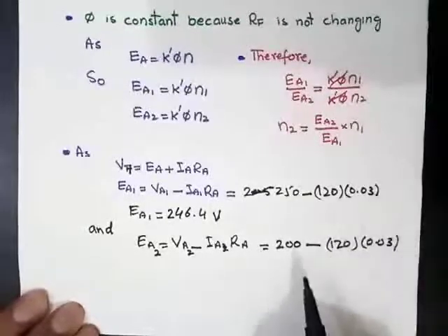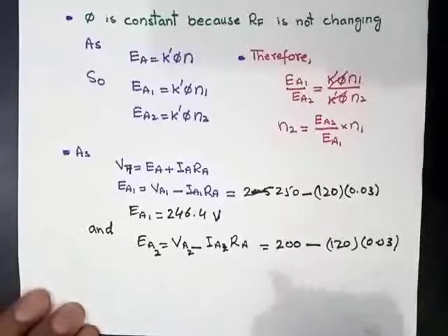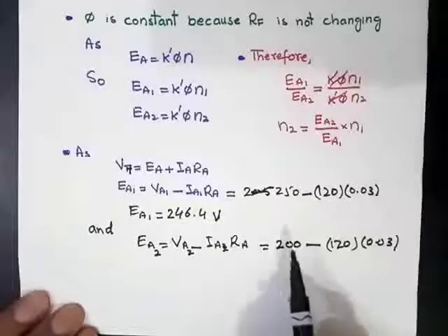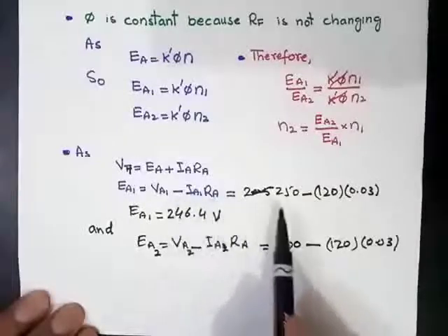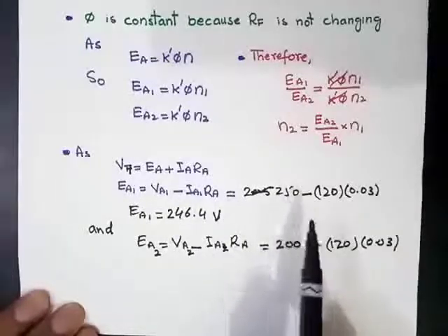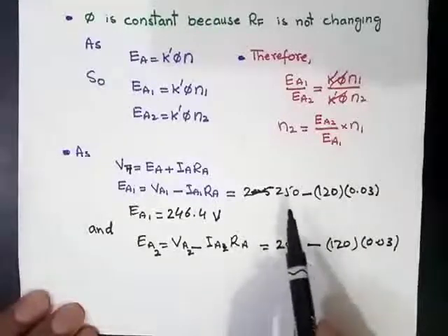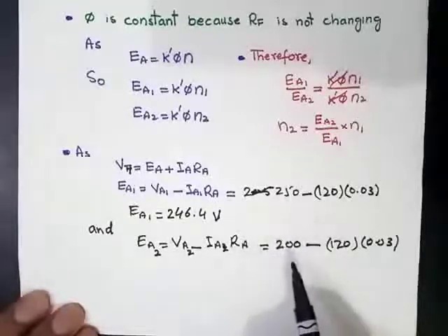In this numerical, we are only changing the armature voltage. At start the armature voltage was 250 volt. Now we have decreased the armature voltage from 250 volt to 200 volt.